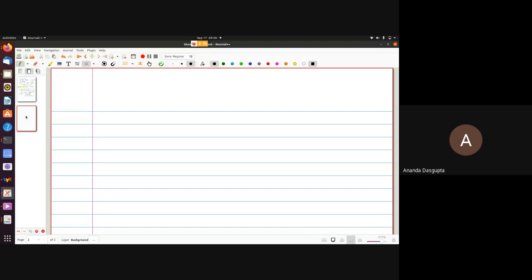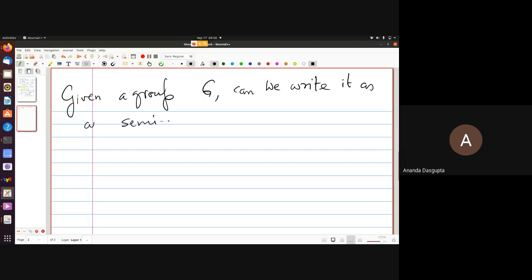So here, the thing works this way. Suppose, given a group G, so that's the question we are asking. Can we write it as a semi-direct product of its subgroups? So we are essentially asking for an analogous theorem to the one that we already had.